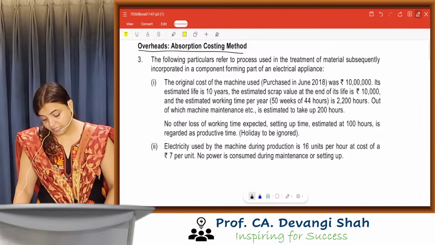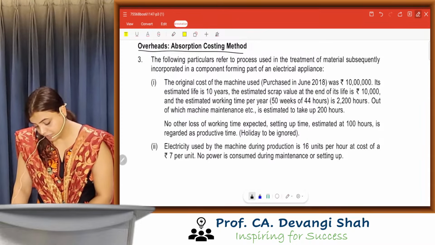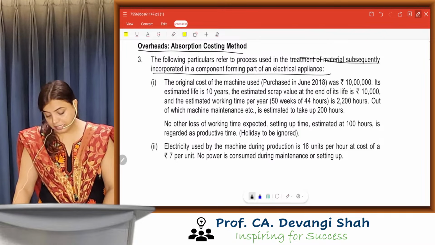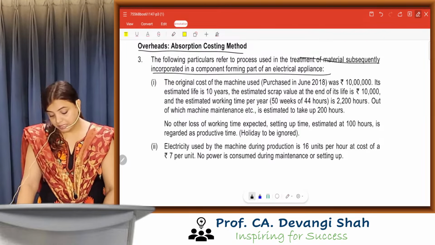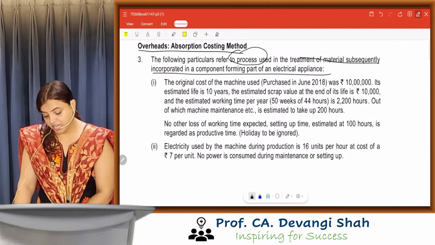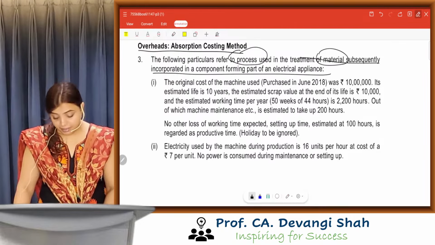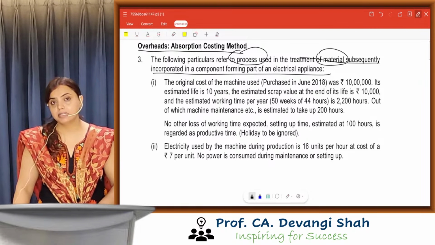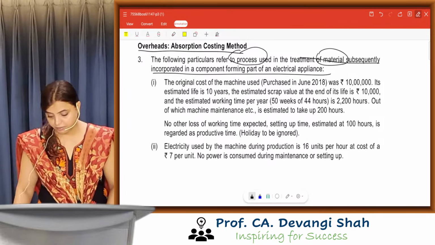The following particulars refer to a process used in the treatment of material subsequently incorporated in a component forming part of an electrical appliance. Meaning there is a process where material is treated, and then that material is fitted into a component of an electrical appliance.